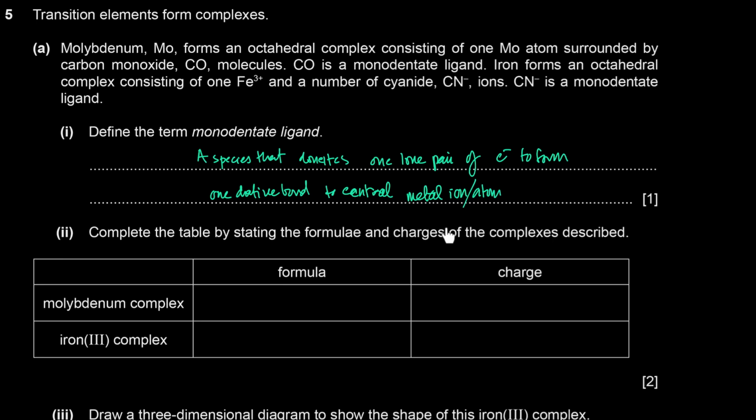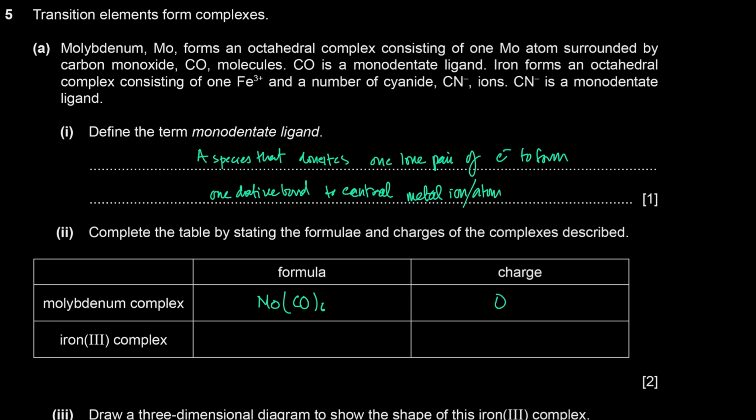Complete the table by stating the formula and the charges of the complexes described. Now, in molybdenum, you have a molybdenum atom followed by, if it's an octahedral complex, how many monodentate ligands do we have in an octahedral complex? It'll be 6 monodentate ligands, right? Octahedral is a 6 coordinate shape. So we have Mo(CO)6. The Mo atom is also neutral and carbon monoxide is also neutral. So the charge is just 0, right?